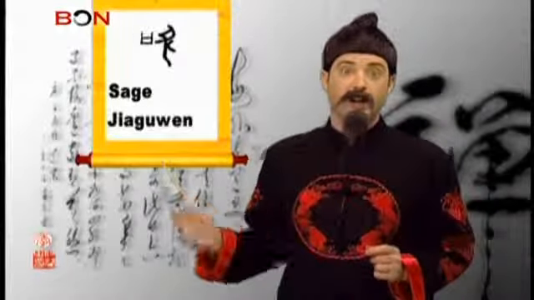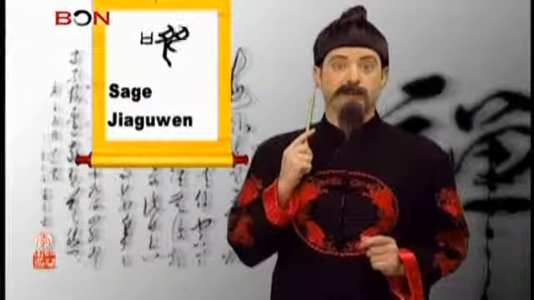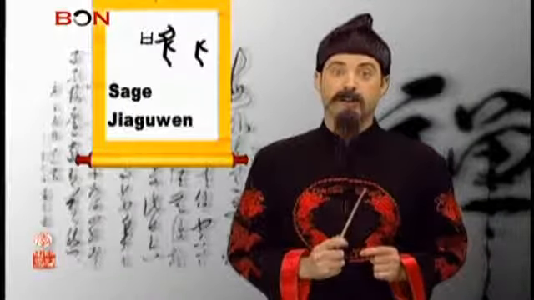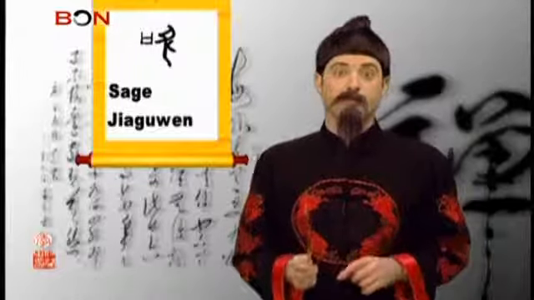Here's the Jiaguwen. On the left is a mouth, because sages are good speakers. Then on the right, on the top, is an ear, because sages are good listeners as well. Then below the ear is the character Ren, which here means to stand. So you put all those together, and what you get is a person who is good at speaking and listening and stands out among others.